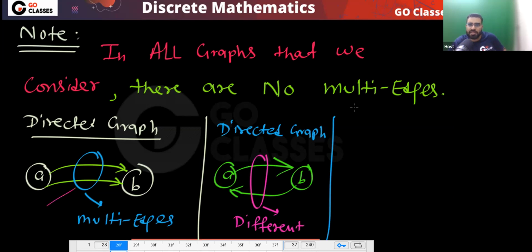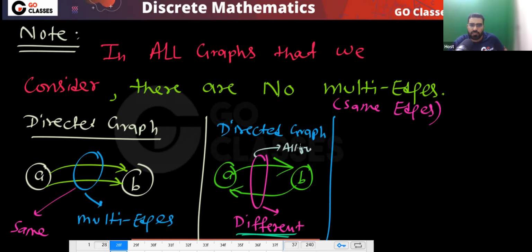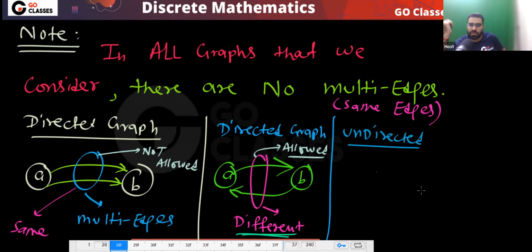So basically multi-edges means same edges. You cannot have same edges. These are different, so these are allowed, and these are not allowed. For example, in an undirected graph, if you have A, B, and this type of situation, it is not allowed.